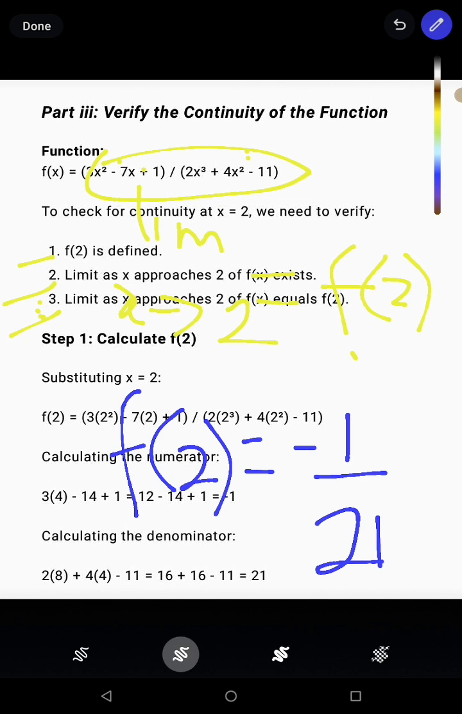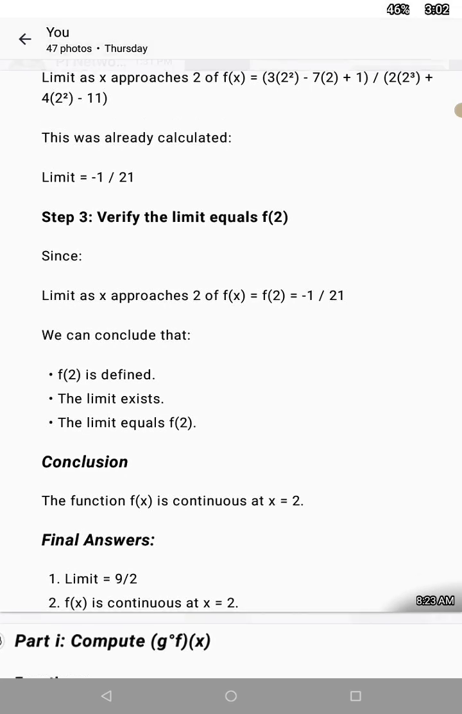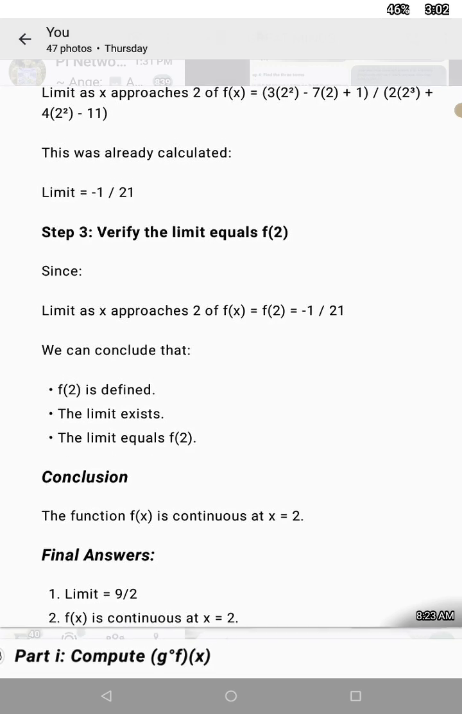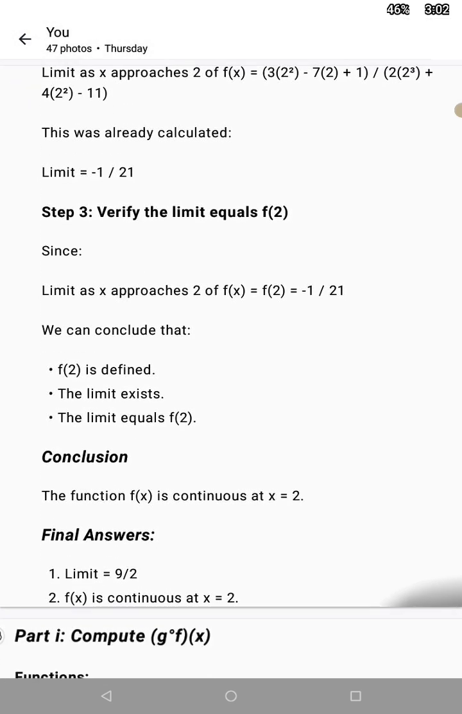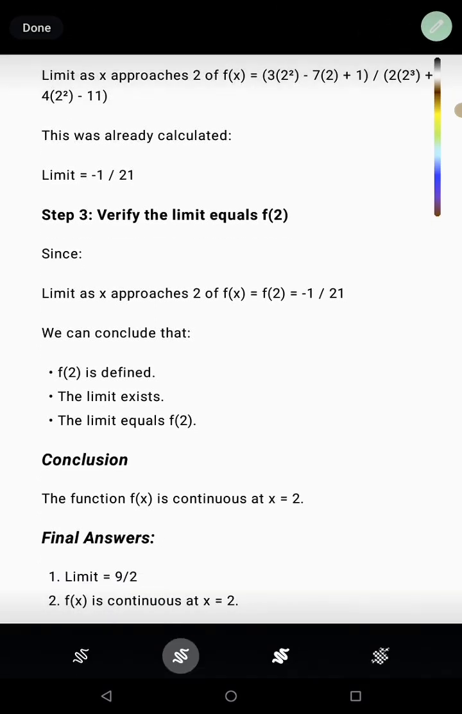So that is the first part. The next thing you do is to check the limit as x approaches 2 of that same function. What do we mean by that? That was what we did here at the start. The limit as x approaches 2. What do you need to do? If you have limit as x tends to something, just go by direct substitution. And if you go by direct substitution, it will just be as though you are going for f of 2.